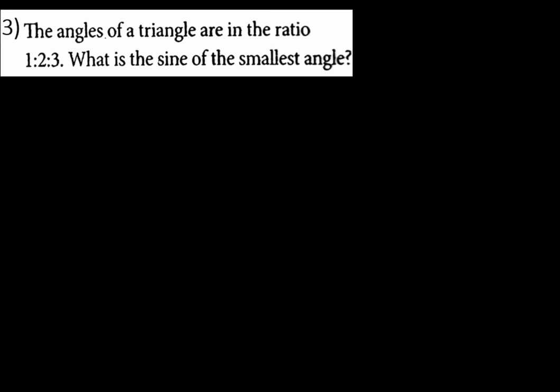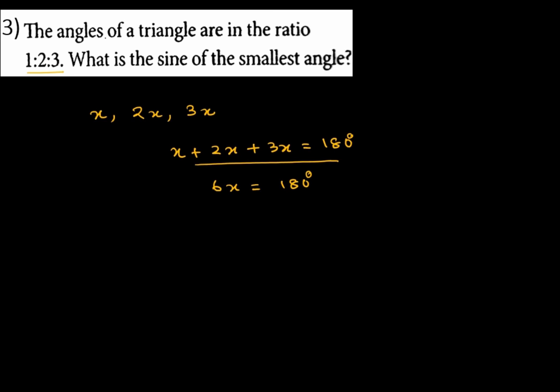Given the angles of the triangle are in ratio 1:2:3, what is the sine of the smallest angle? So as the ratio of the angles is given, I can let the first angle be x, the other be 2x, and the third one be 3x. And if I use the angle sum property of a triangle, I can find these values. Let's do that. So you can say x plus 2x plus 3x will be equal to 180 degrees. The reason for this is the sum of the three angles of a triangle adds up to 180 degrees. So you obtain 6x equals 180 degrees and the x value will be equal to 30 degrees.